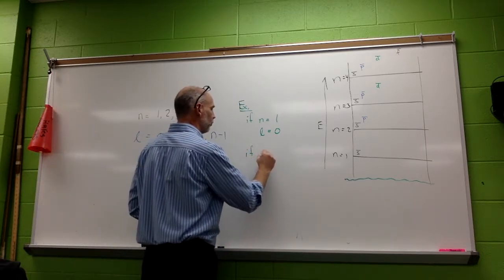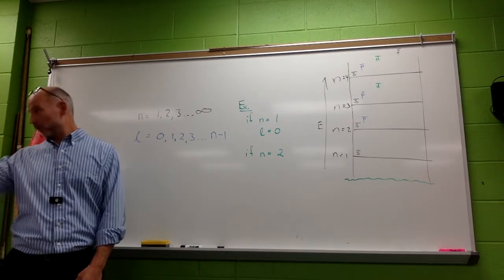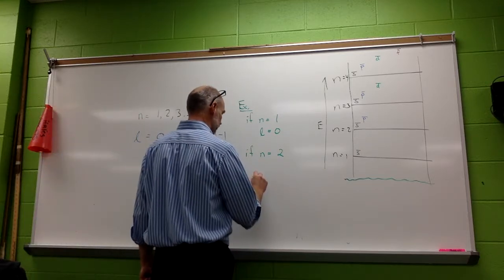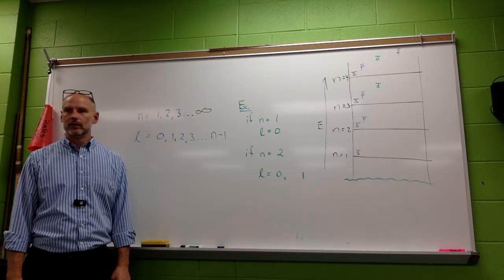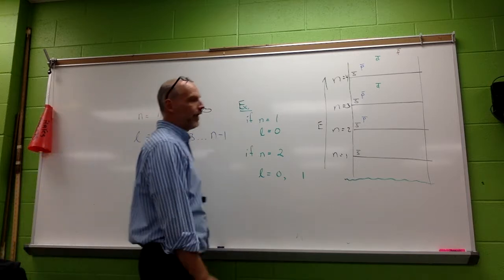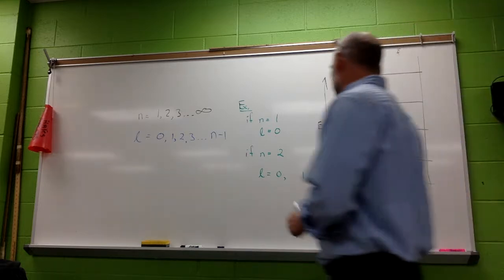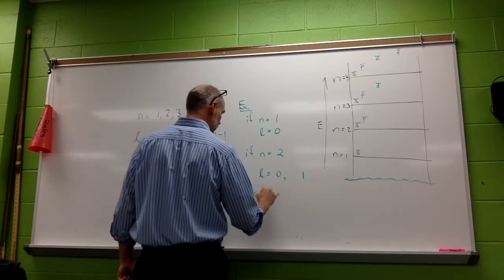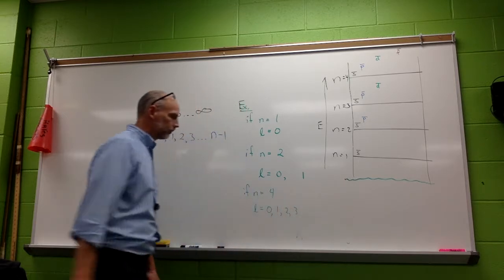What if n equals 2? What are my possible values for L? Remember, it's 0 and 1. Okay? See where I'm going with that? Just for fun, if n equals 4, what are my possible values for L? 0, 1, 2, 3. Would you agree? Okay.